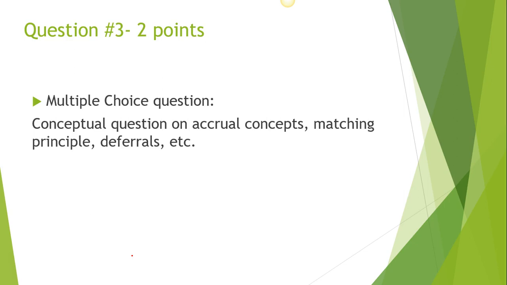Now, question number 3, I just decided to throw in a quick multiple choice question. You need to understand the accrual concepts. What do we mean by accrual? What do we mean by matching? What do we mean by deferrals? In other words, I want you to make sure you understand these concepts because this leads us to the adjusting entries, which is our chapter 4. But it's important because this is what distinguishes corporate accounting from small business accounting.